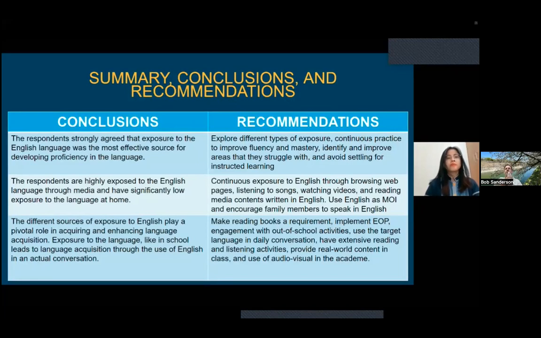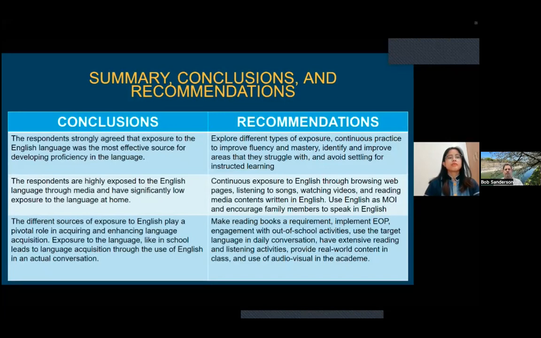Next is for them to utilize English, or for teachers to utilize English as the medium of instruction in school, maximizing the use of English in school activities, and encourage students as well to use English during discussion. Next is finding an authentic and quality source of language exposure, as well as exposing themselves to an environment where they can interact with people who are knowledgeable about the language. And lastly, family members are encouraged to speak in English, since, as I have mentioned earlier, the respondents have low exposure to the language at home.